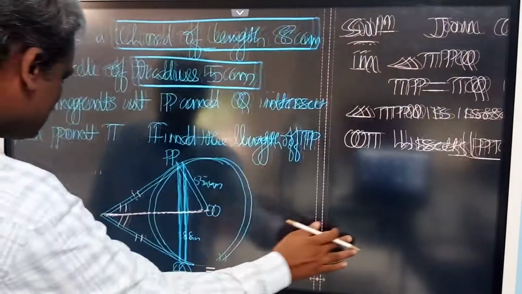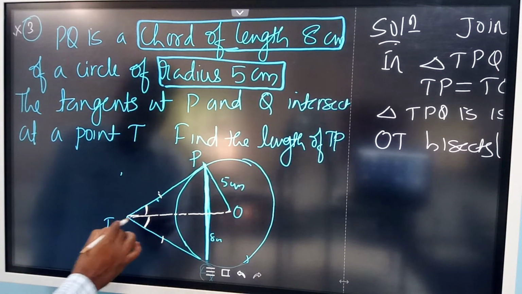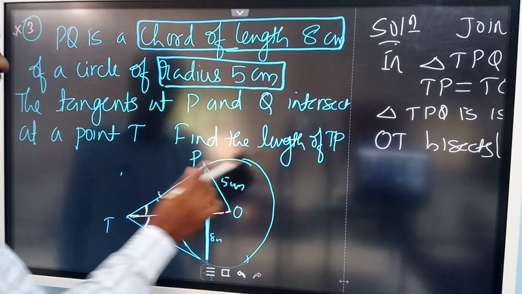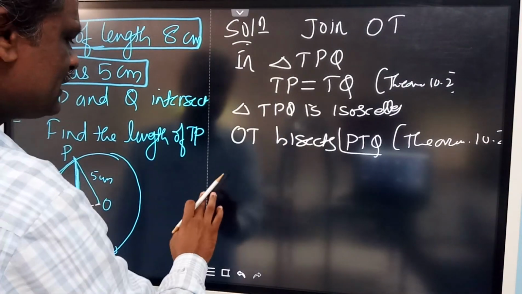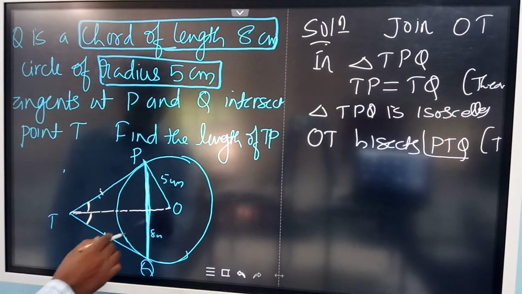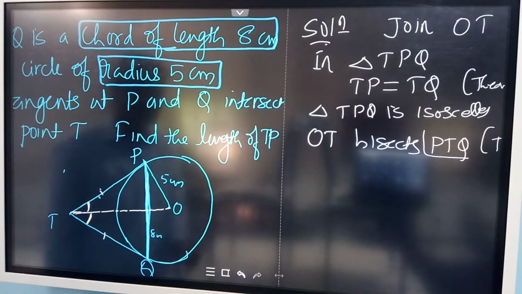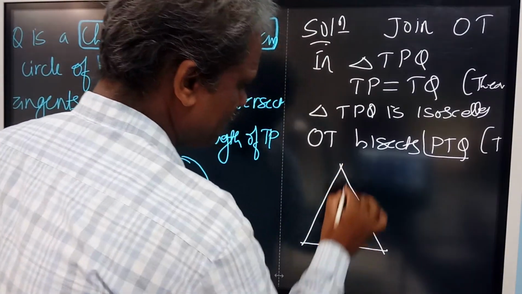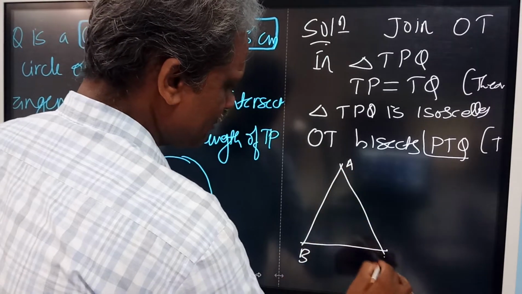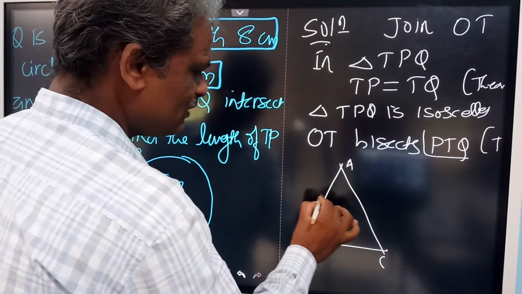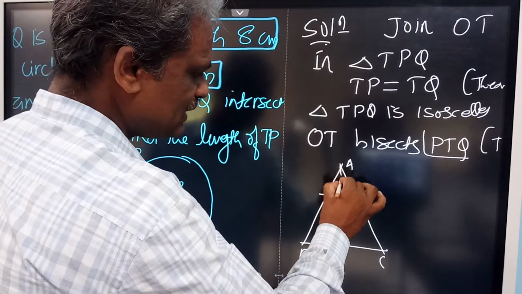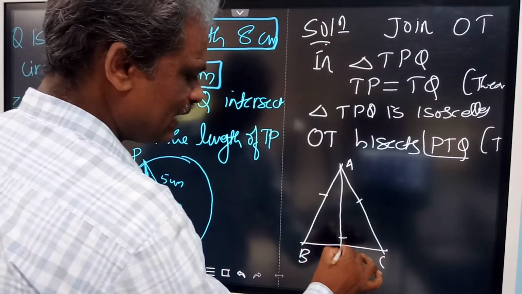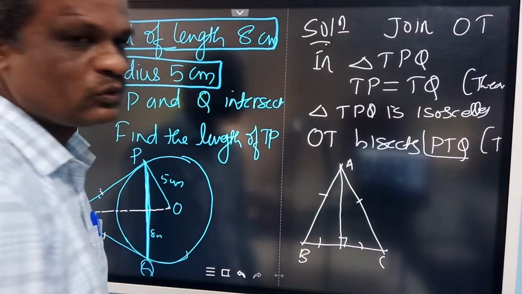The same thing we are using here. So these two angles are equal, that means OT is the bisector of angle PTQ. In an isosceles triangle, the bisector of the vertex angle will divide the base into two equal parts, as you have studied in lower classes. Suppose ABC is an isosceles triangle. If I draw the bisector of this angle, and these two sides are equal, the bisector will always bisect the base perpendicularly. This angle will be 90 degrees and the base will be bisected into two equal parts.